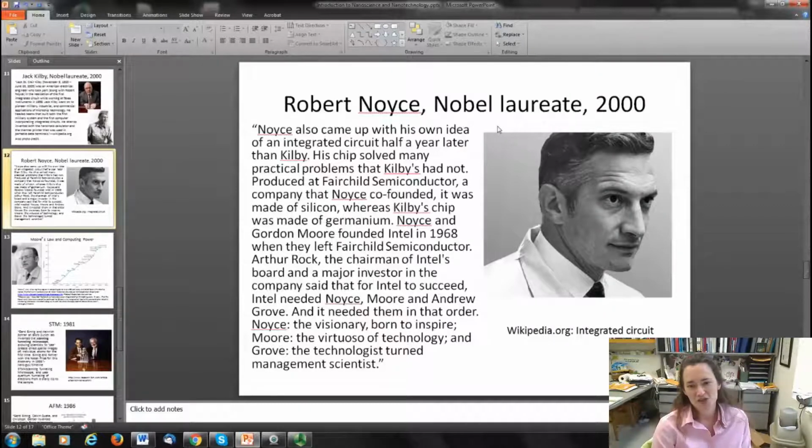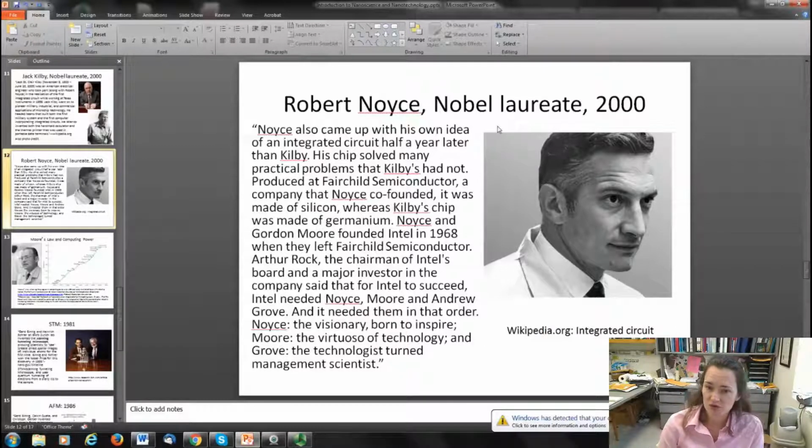Arthur Rock, the chairman of Intel's board and a major investor in the company, said that for Intel to succeed, Intel needed Noyce, Moore, and Andrew Grove, and it needed them in that order. Noyce, the visionary born to inspire, Moore, the virtuoso of technology, and Grove, the technologist turned management scientist.